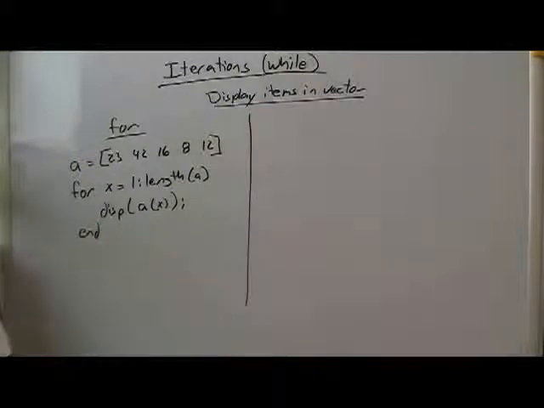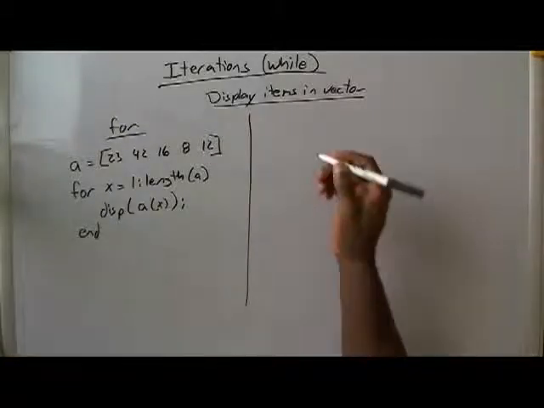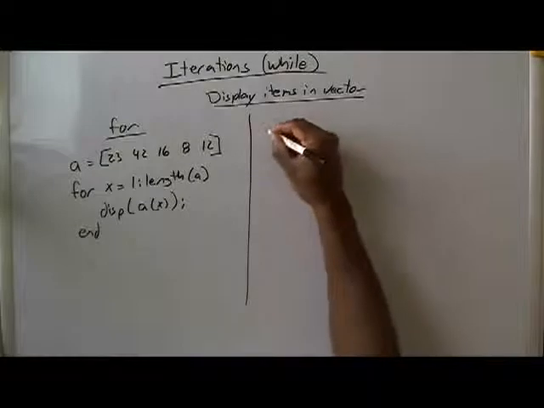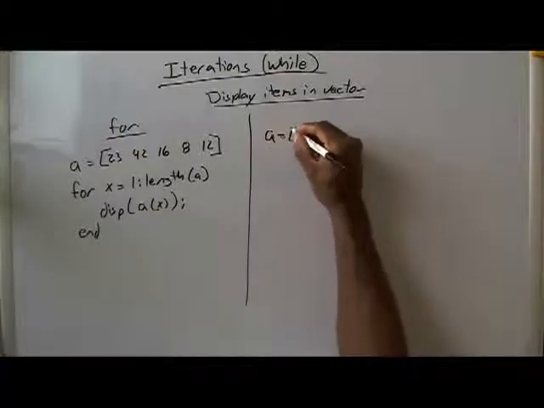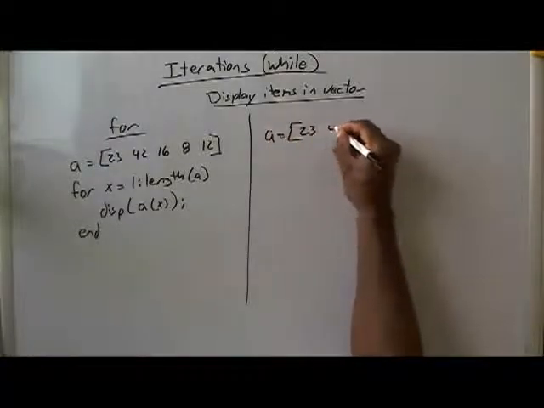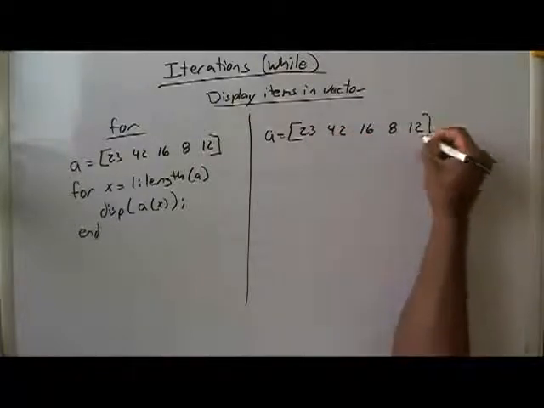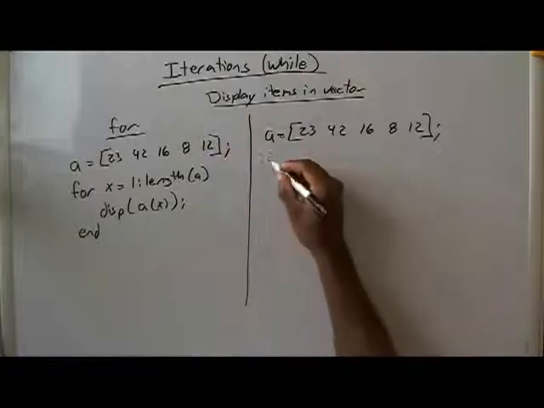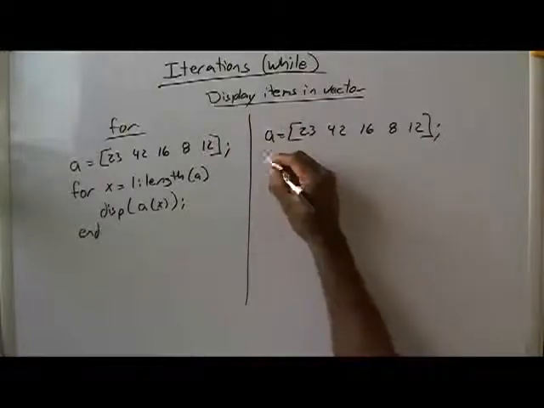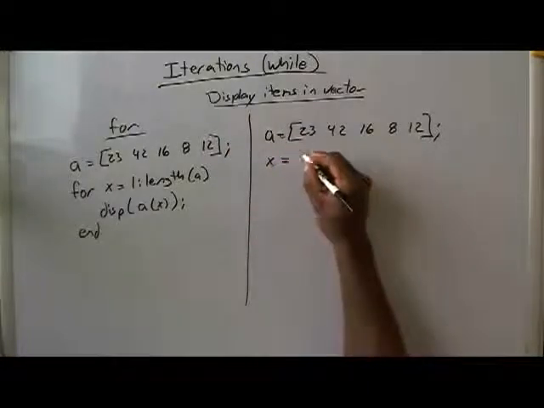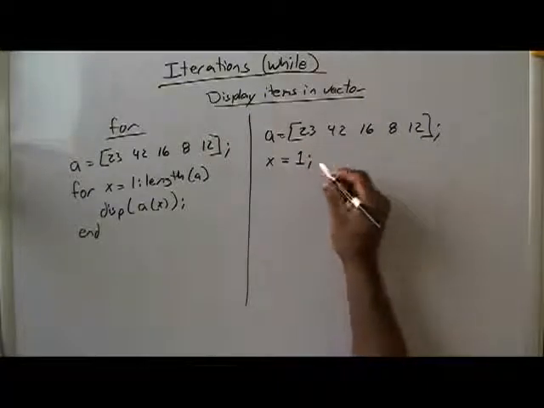So this is a script to show how we do it with the for loop. Now, contrastingly, we're going to do it over here with the while loop, and I'm going to point out the changes. We do A equals 23, 42, 16, 8, and 12. Just for correctness, I'll put the semicolons there. It doesn't matter here. Now this is where it changes. I'm going to identify my x.